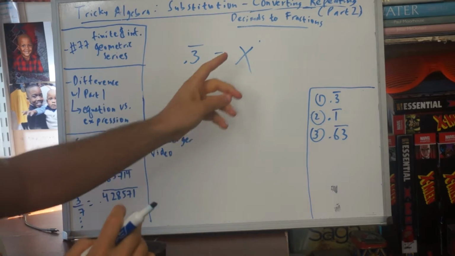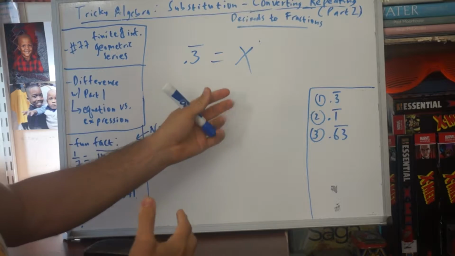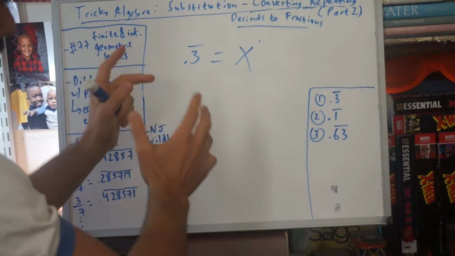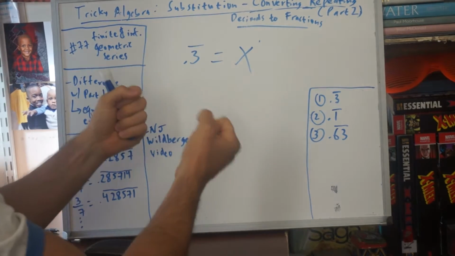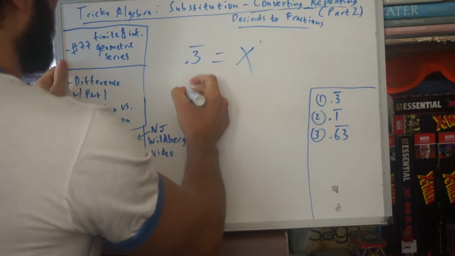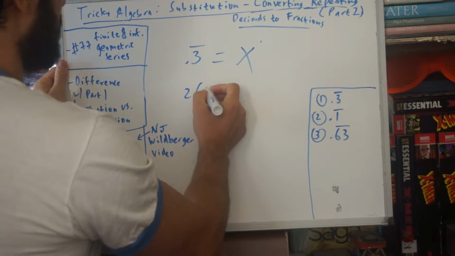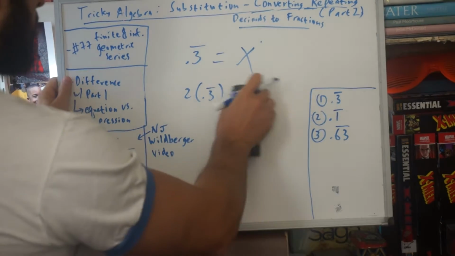There's 2 brilliant ideas, but that's the first powerful idea. This may not seem like a big deal, but now this allows us to treat this as an algebraic equation and work with it. So I can double it. If I double this, I would have 2 times 0.3 with a bar. That would be 2x. So I can start doing stuff to this.